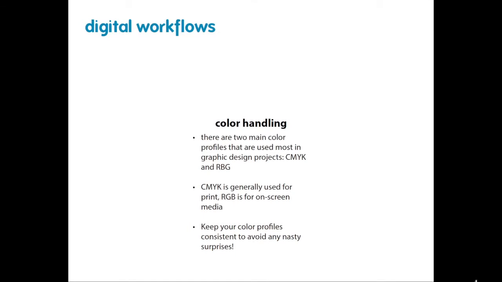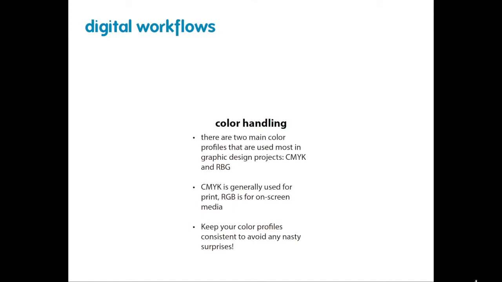Colors are really important when you're working in a digital environment. There are two main color profiles that are used in most graphic design projects: CMYK and RGB. CMYK is generally used for print projects, and RGB is used for anything that's on a screen or on the internet that just doesn't get printed into the real world. And it's important to keep your color profiles consistent in order to avoid any nasty surprises.